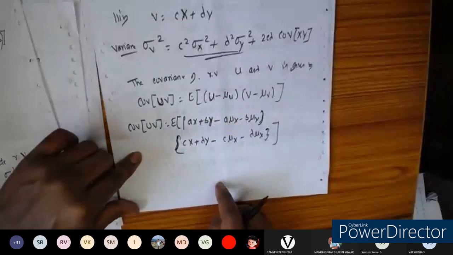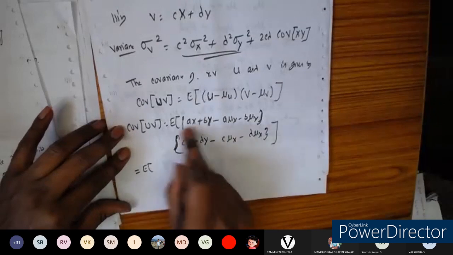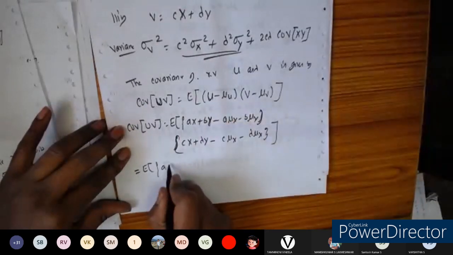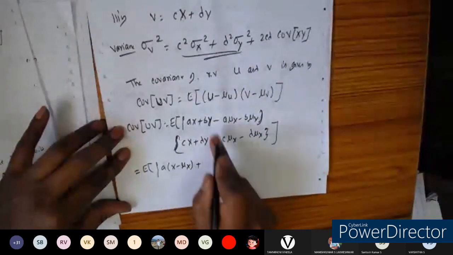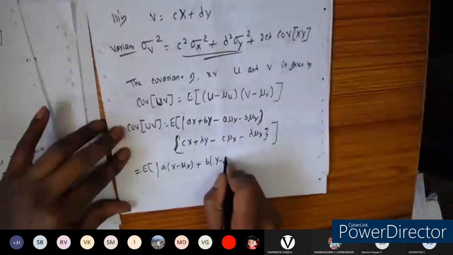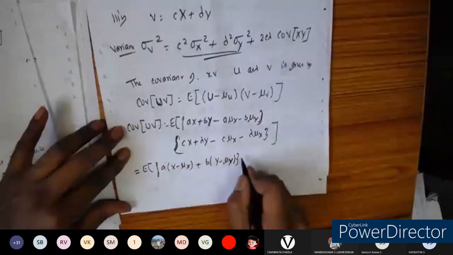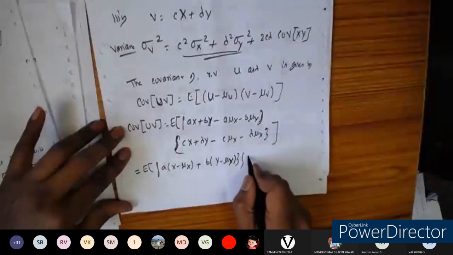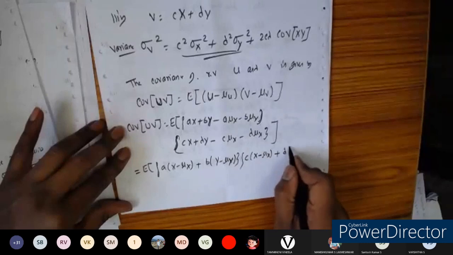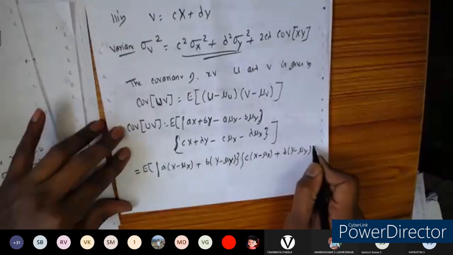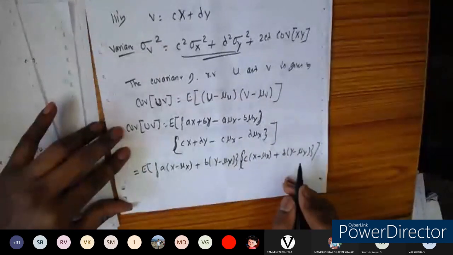Let us segregate the terms, the a terms and the b terms. If I take the expectation of a common, it is a into (x minus μx) plus b into (y minus μy). This is one group. The remaining terms we segregate like this: c into (x minus μx) plus d into (y minus μy). This is another group.